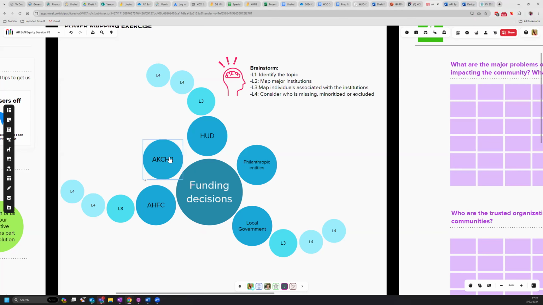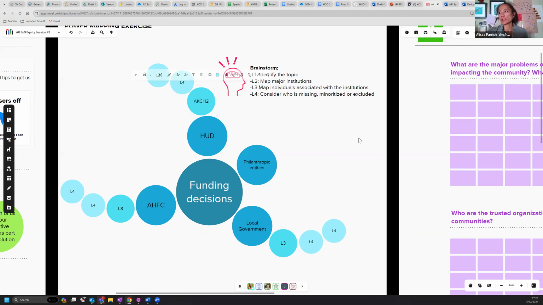Accurate. Yes, I agree. So then you're actually an L3, which is individuals, entities associated with those institutions. So AKCH2 is associated with HUD because of the COC competition process, I'm assuming. Yes. That's how I see it. Is there a comparable thing for AHFC? And actually for AHFC, it may be an individual, not necessarily another entity, but I don't know that to be true.